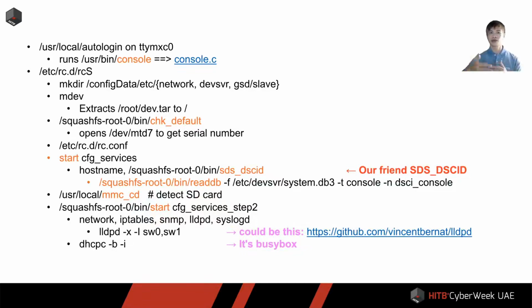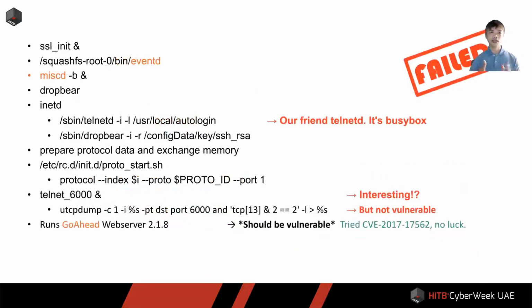Then it begins to initialize the network configurations like iptables, SNMP, LLDPD, etc. LLDPD is probably something that we have found on GitHub. Then it's initializing DHCP for the IP address. Then it's running eventd. Eventd might be a Moxa internal daemon for event loops. There are several Moxa daemons that pass IPC communications through eventd. We're trying to exploit it here, but we didn't make it.